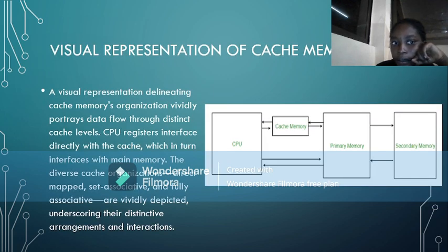Visual representation of cache memory. The visual representation of the cache memory organization vividly portrays how data flows through distinct cache levels. CPU registers interface directly with cache, which in turn interfaces with main memory. The cache organizations, direct mapped, set associative and fully associative, are vividly depicted, underscoring their distinct arrangements and interactions.